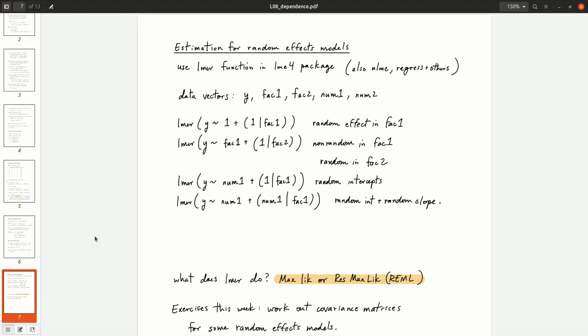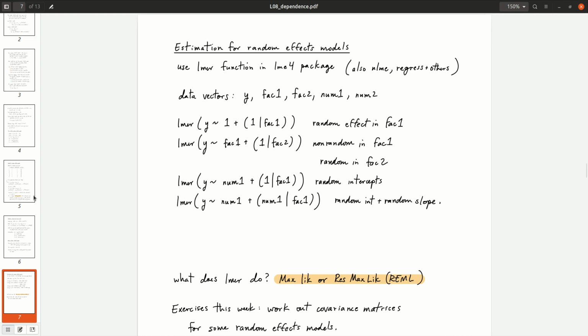Okay, but let's just talk about LME4 because I think that's probably the most popular one. So suppose in R you have data vector y, so a length n vector y. Two factors, fact1, fact2. Fact1 will have j levels, fact2 has k levels, and then two numeric vectors, which I'm just calling num1 and num2.